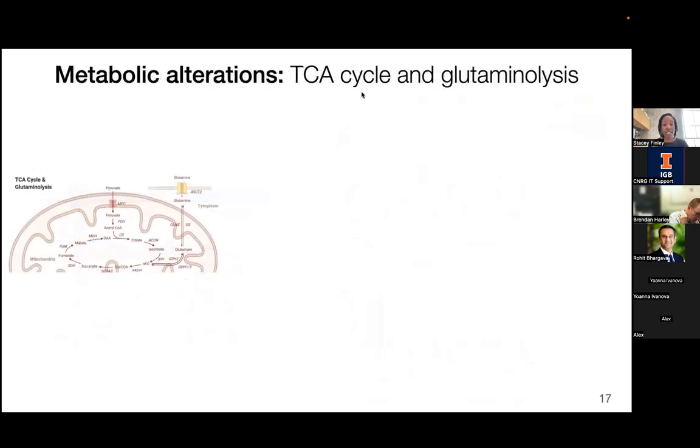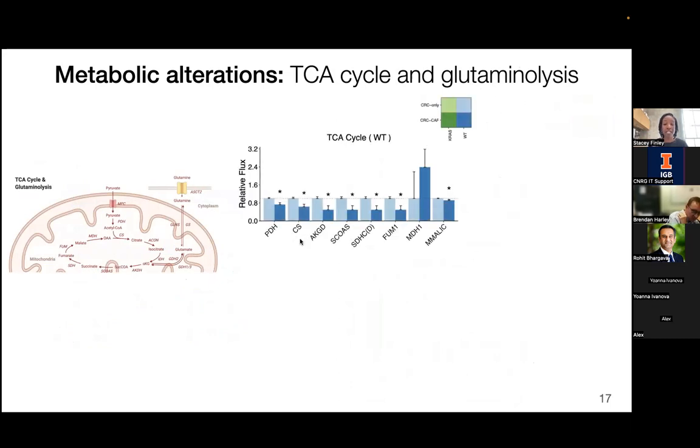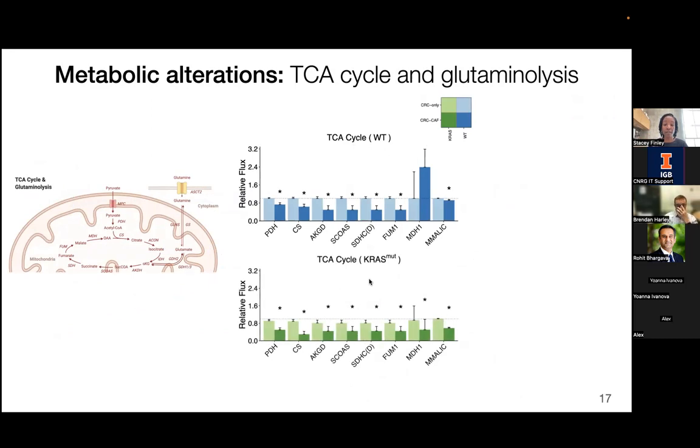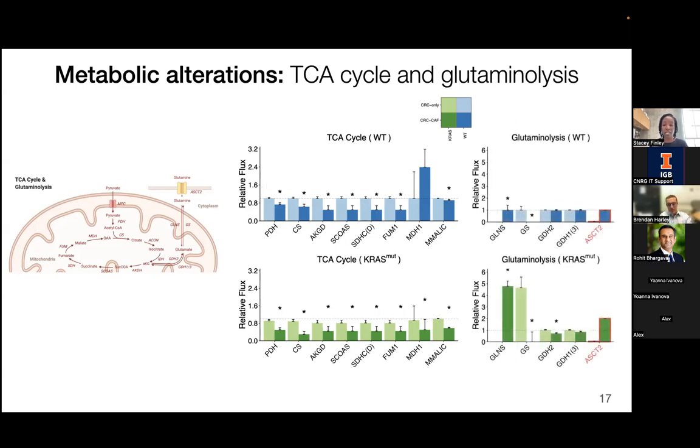We can also look at TCA cycle and glutaminolysis, so the utilization and metabolism of glutamine. For TCA cycle reactions, both for wild type and for KRAS mutant cells, there's a decrease in the flux through all of those reactions, well, nearly all, with the exception of the MDH reaction. And that's true for wild type and for KRAS mutants. So TCA cycle fluxes in general are decreased due to the presence of CAF conditioned media.